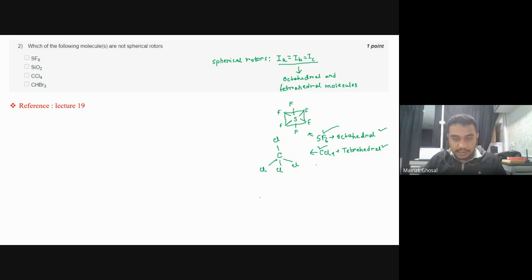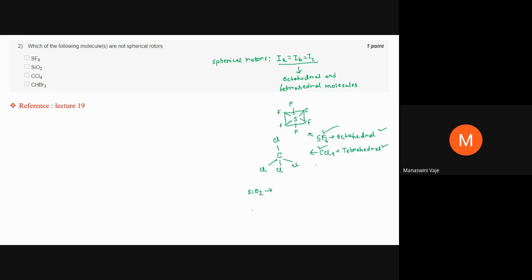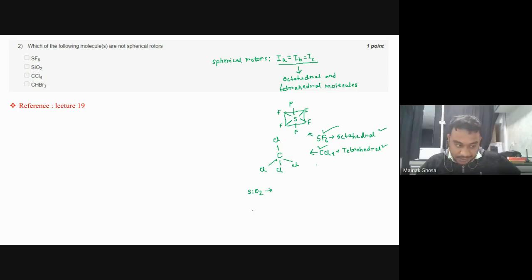Now I am coming to the next molecule. Suppose I am taking silica, SiO2. I am not going to the practical side, but SiO2 does not exist as such in theory, because it exists as a linear chain or a polymeric chain. But for basic understanding, what should be the structure of SiO2? It will also be tetrahedral.